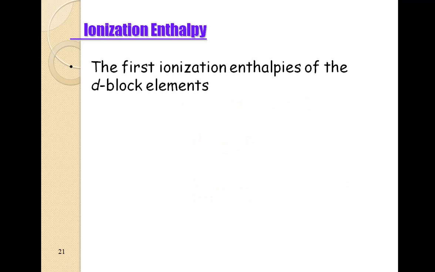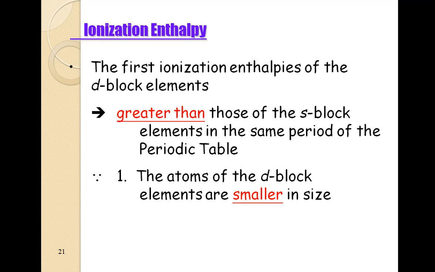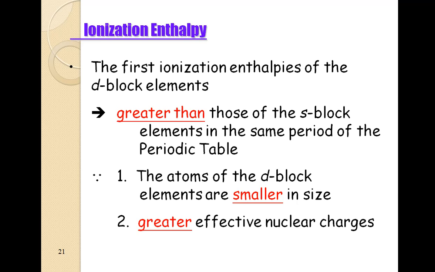Next we have ionization enthalpy. The first ionization enthalpies of the D block elements are greater than those of S block elements in the same period of the periodic table. Why? Because atoms of D block elements are smaller in size and they have greater effective nuclear charge.